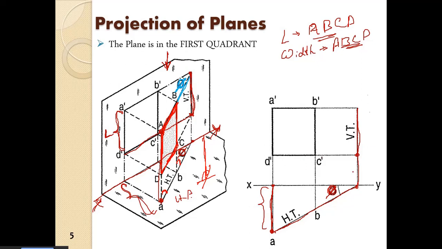So we know that C and D are at a point, suppose H, from the horizontal plane. Then we will draw this H here. At the point H, we will draw a perpendicular from the vertical trace. Then, this is the length L. So here we will draw the length L of the plane. From here again we will draw a perpendicular.